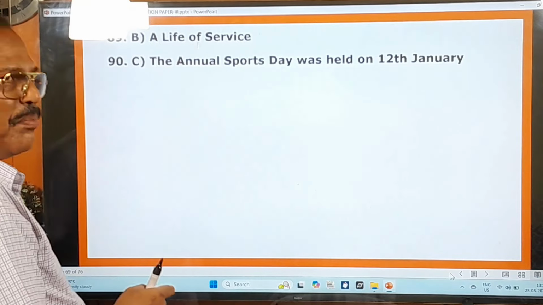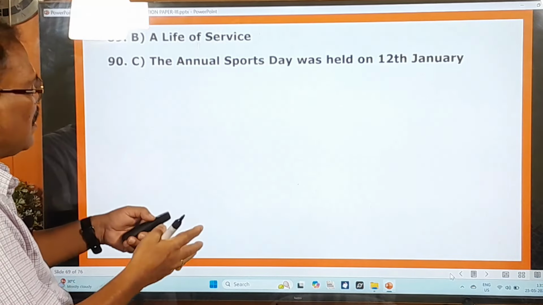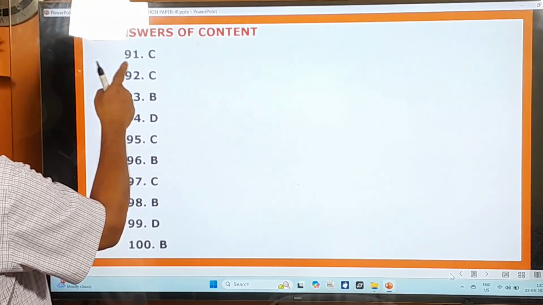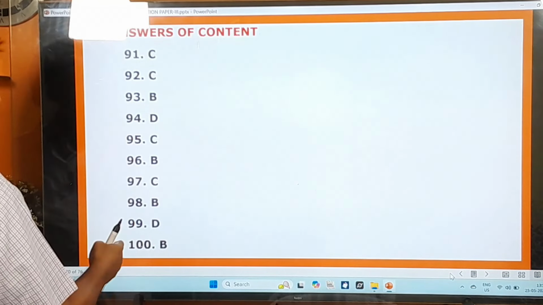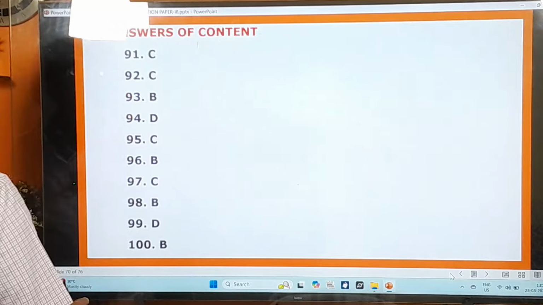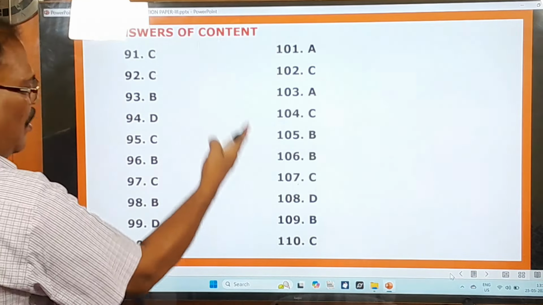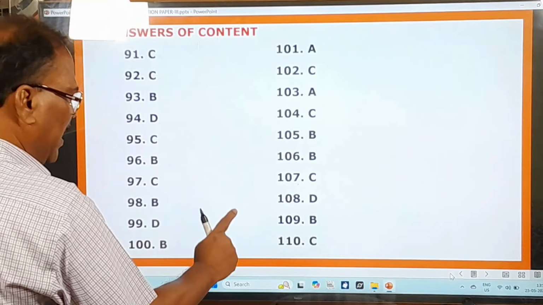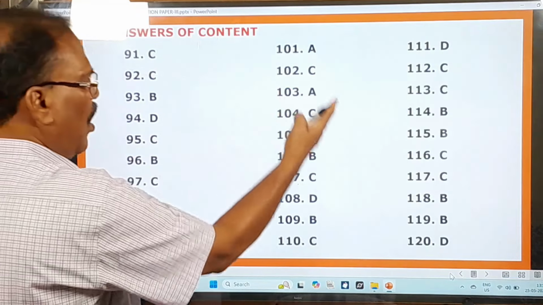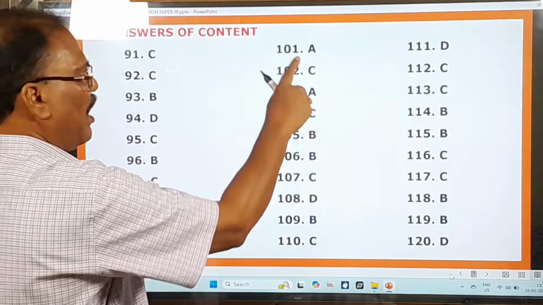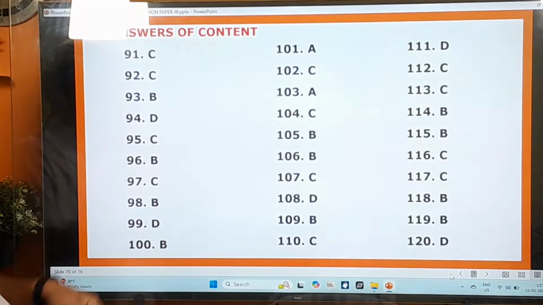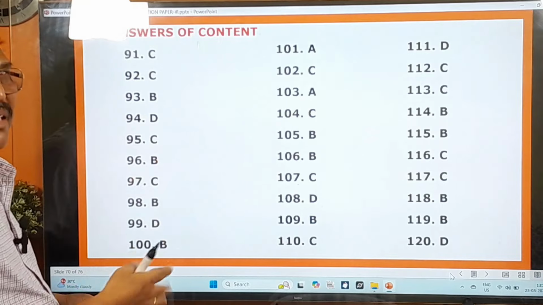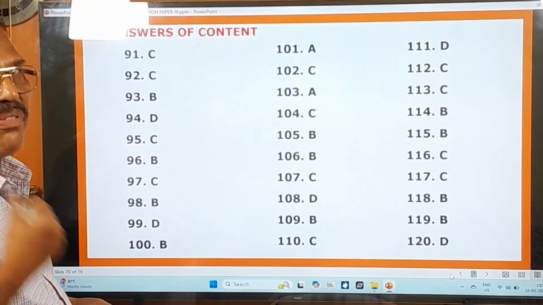And now we move on to the answers of the content. Answers of content. So these are the answers for the questions from 91 to 100. These are the answers for the questions from 101 to 110. These are the answers for the questions from 111 to 120. I have not given the text here because it is lengthy, already my hand is dragging very painfully.